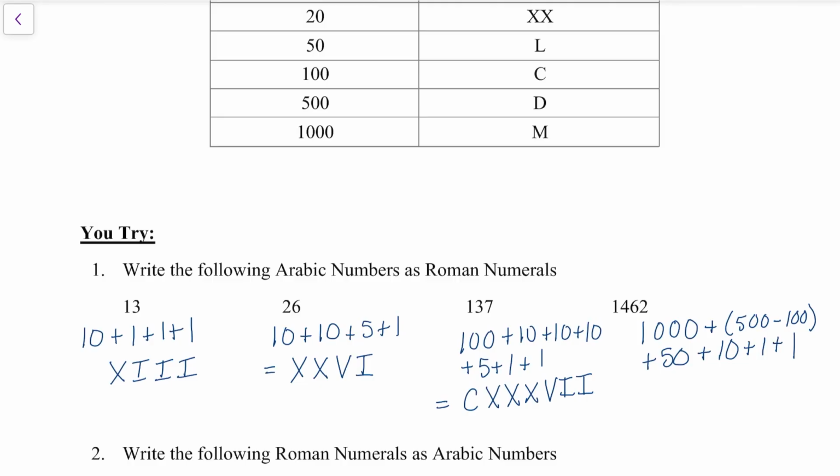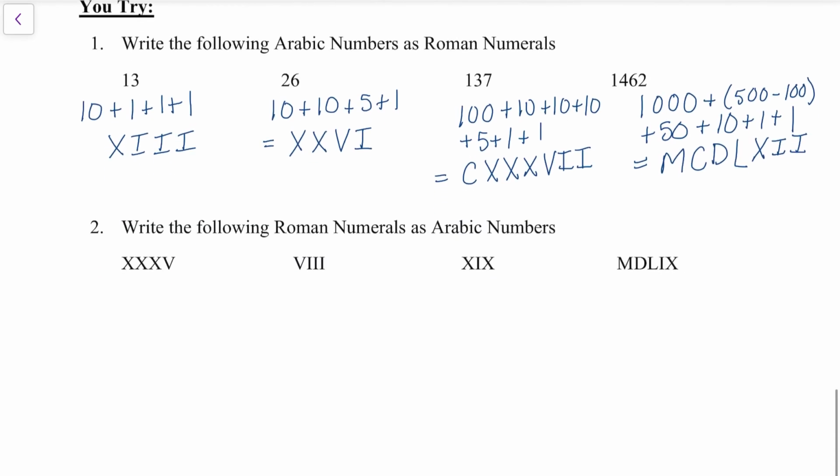And once you've figured out how to break it down, you're then just matching these to the Roman numerals. So 1,000 is M. 500 minus 100 would be CD. So I'm writing the C in front of the D so it's subtracted. 50 is L. 10 is X. And then I, I.